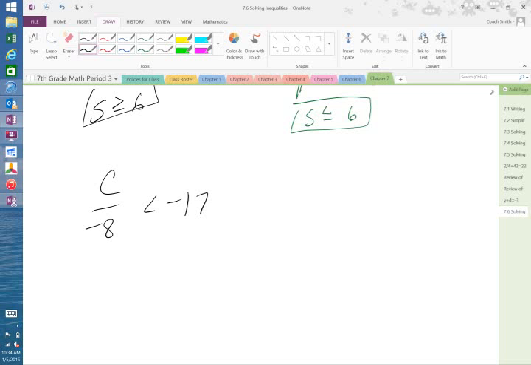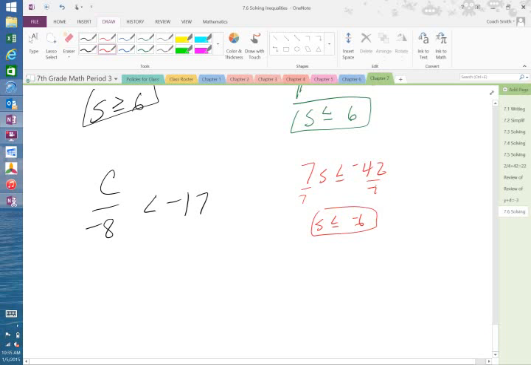Okay? Well, for example, go back to that one we just did. Okay, that negative 42 has nothing to do with changing the inequality sign. I would still divide by 7, s is less than or equal to negative 6. It does not change the sign just because that's negative. The only reason you reverse the inequality sign is if you multiply or divide by a negative.